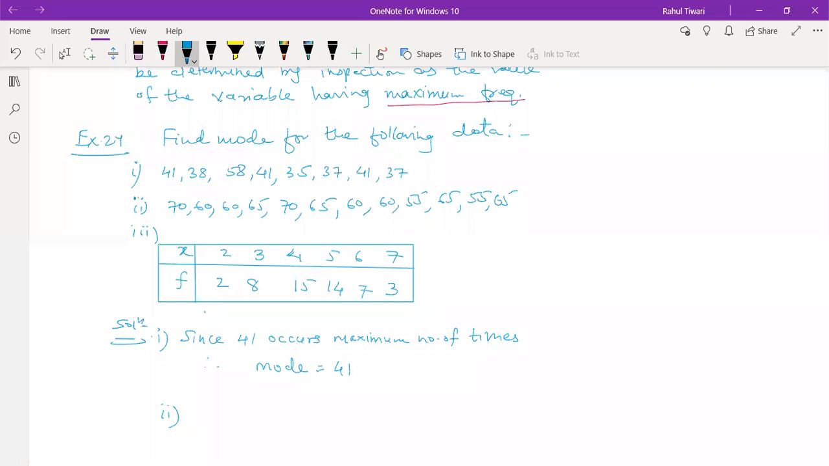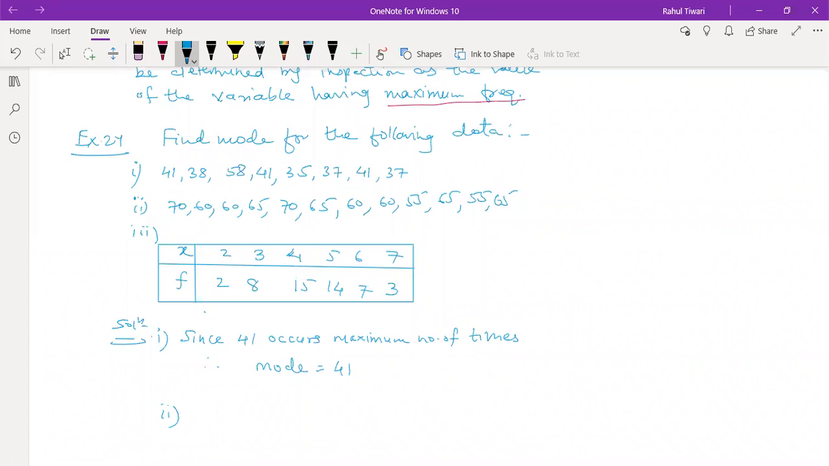You need to just search which observation is repeating maximum number of times. Even if you see 37 is repeated twice, it is not thrice. So 41: 1, 2, 3, that means I can say that my mode is 41.